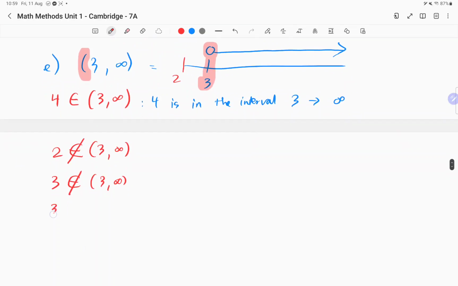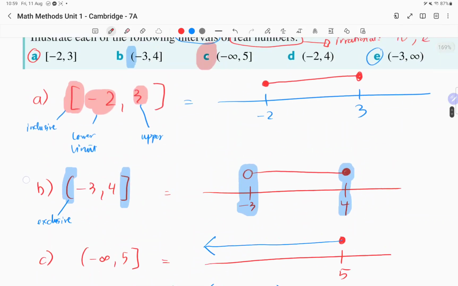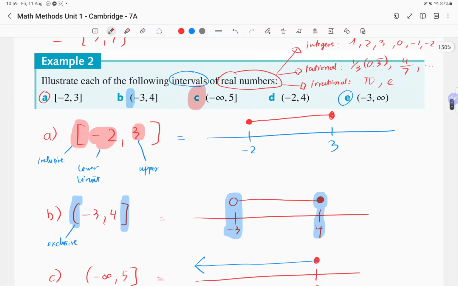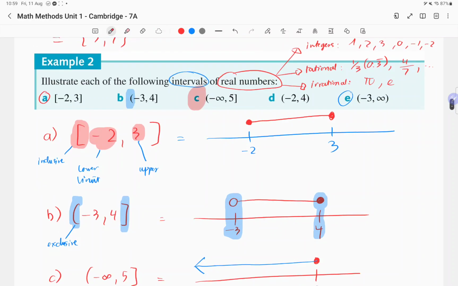Okay, but 3.001 would be, because it's still to the right of 3. So 3.001 will be part of this interval here, but not the exact number 3. Okay, so that's another notation. Now there are many other notations for sets and set notations, but I'll pause here and then retry these examples. When you get to the exercises, you'll be able to find more resources related to the other symbols.